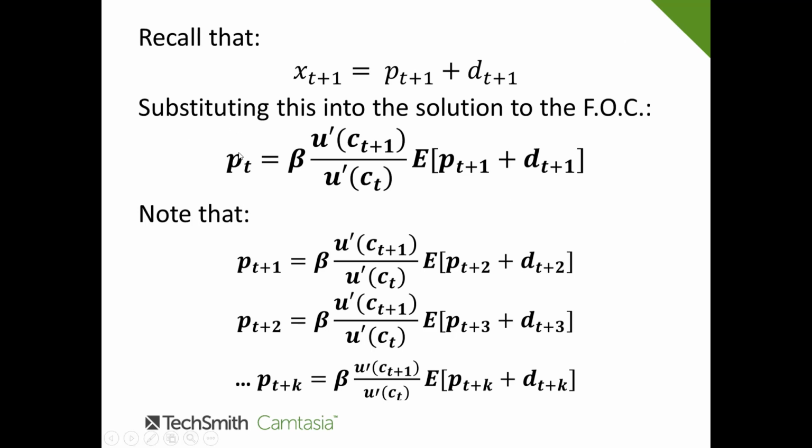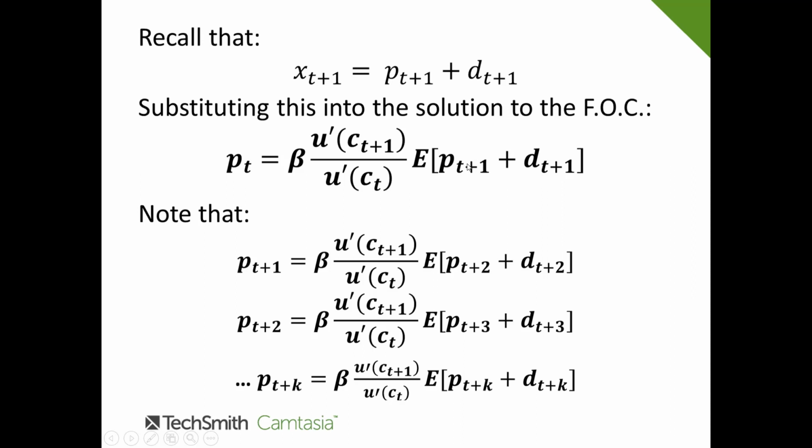All right. So recall that x_{t+1} is equal to the price of the investable asset in time period t+1 plus the dividend in time period t+1. I'm going to just substitute this fact into my price equation and look at what I have now. I have the price of the asset in time period t is equal to this discount factor, which is beta, times the ratio of my marginal utilities times the expectation of the price in time period t+1 plus d_{t+1}.